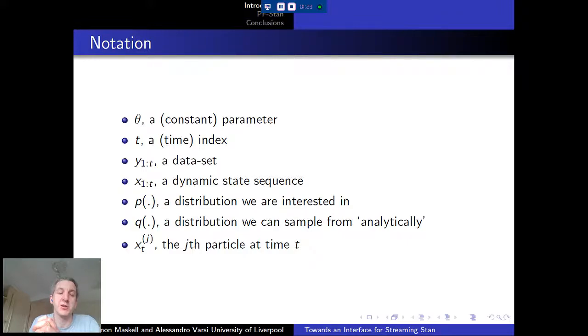And we're going to assume that y1:t is a data set. So 1:t means 1, 2, 3, all the way up to t. So that's a data set with t elements. The data set is recorded over time, and we're going to assume that at each time epoch there's a corresponding state x which is unobserved. So there's an x1, x2, x3 all the way up to xt, and we call that x1:t. So that's our dynamic state sequence.